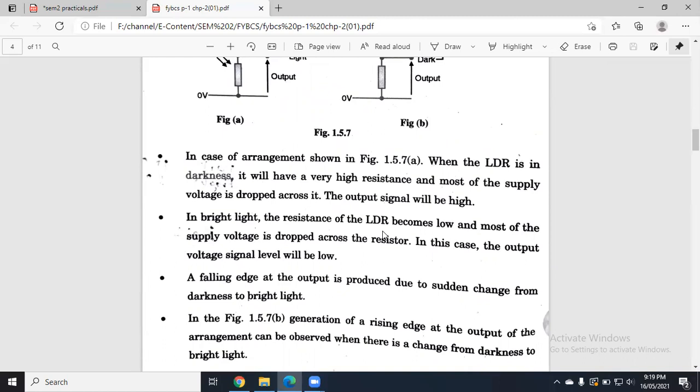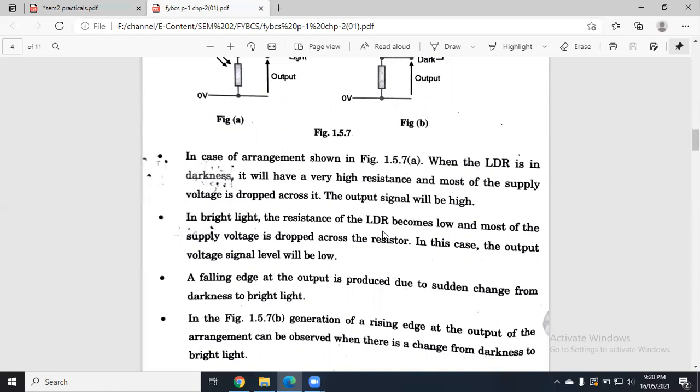So what we have seen is that it will have a very high resistance, and most of the supply voltage is dropped across it. What is the meaning of high resistance? Whenever we say the resistance is high, what does that mean? A large value of resistor is there, and because of that large value, all the voltage will drop across the same resistor. Okay, that is why the output signal will be high.